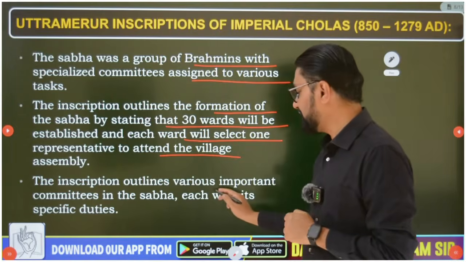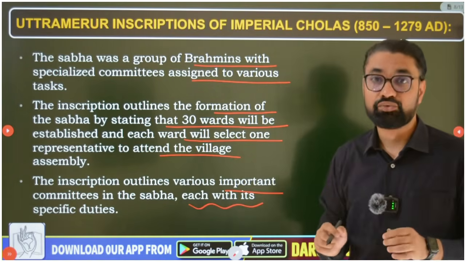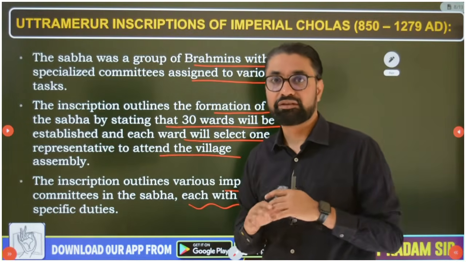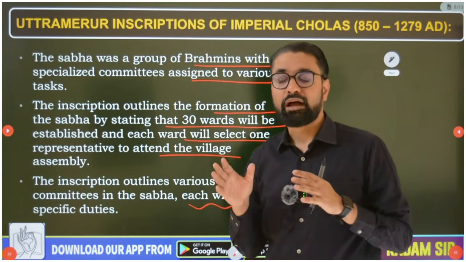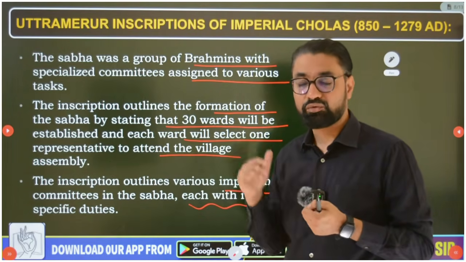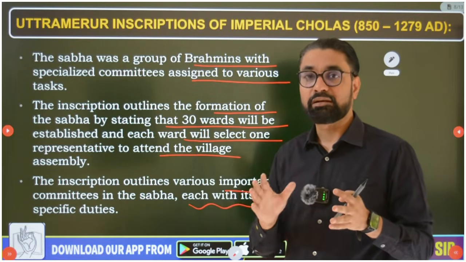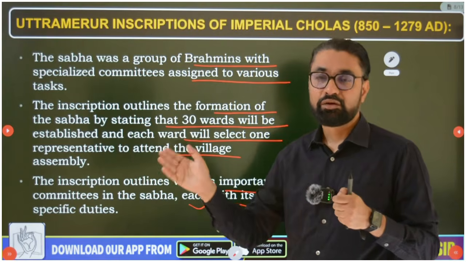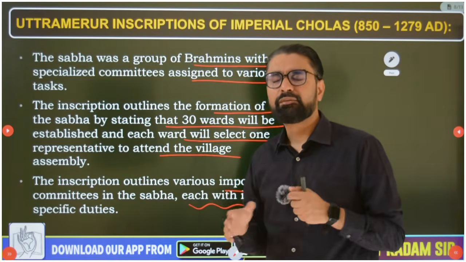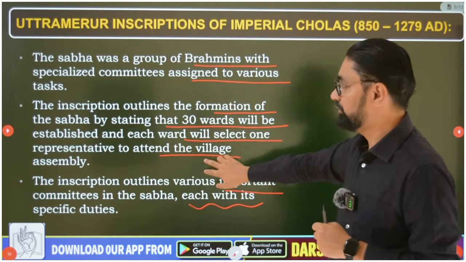The inscription outlines various important committees in the Sabha, each with its specific duties. It was so detailed that the Uttaramerur inscription gives us information on how many wards will be in the village, how ward members will be selected through the Kuduvolai system, and then how the Sabha will be formed after their selection. Then this Sabha will be divided into different committees: who will be members of those committees, what tasks they will complete, and if they don't perform the task well, how these members can be removed.